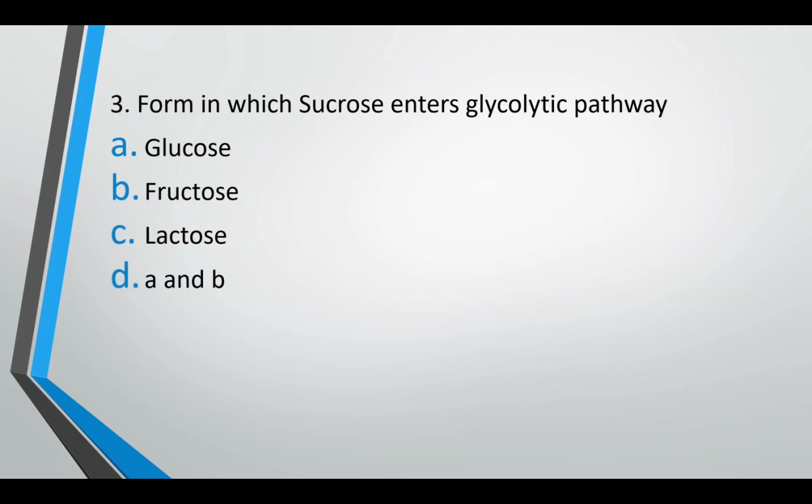Question 3. Form in which sucrose enters glycolytic pathway is option A, glucose, option B, fructose, option C, lactose, or option D, A and B. Form in which sucrose enters glycolytic pathway is. The correct answer is option D, that is it can enter as glucose as well as fructose. What is sucrose? Sucrose is a disaccharide of glucose and fructose. So first sucrose breaks down into glucose and fructose, and both these monosaccharides can enter into the glycolytic pathway.